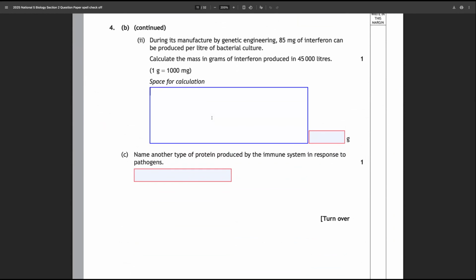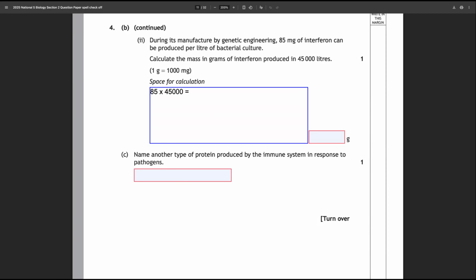Okay, B, part 2. During its manufacture by genetic engineering, 85 milligrams of interferon can be produced per litre of bacterial culture. Calculate the mass in grams of interferon produced in 45,000 litres. Okay, so if in 1 litre, because it says per litre at the top there, we produce 85 milligrams, we have to calculate the mass in grams of interferon produced in 45,000. So the first thing we do is we say, right, we can produce 85 in 1 litre, and it's asking us for 45,000 litres. We times the 85 by 45,000.